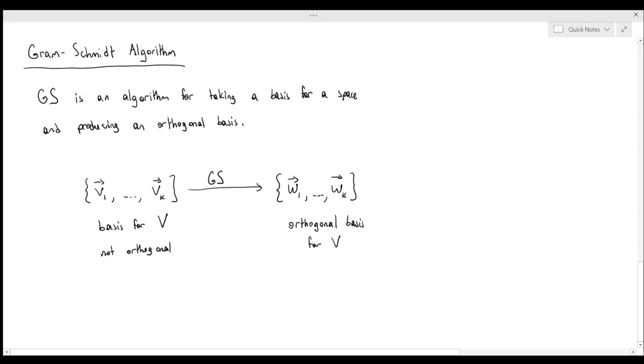All right. Once you have an orthogonal basis, if you want an orthonormal basis, then you can always take your orthogonal basis and simply normalize each of those vectors by dividing by their length. And by doing that, you'll end up with an orthonormal basis after that.